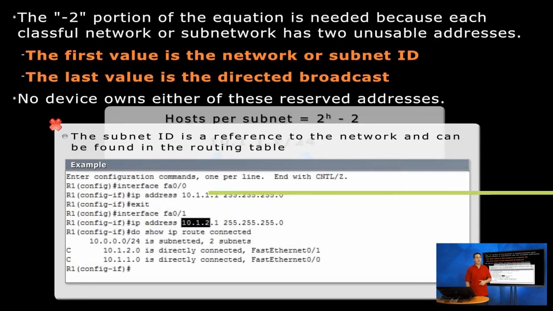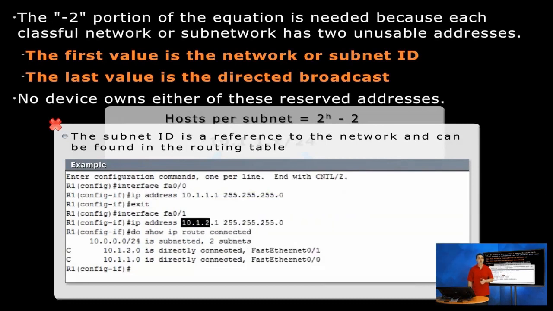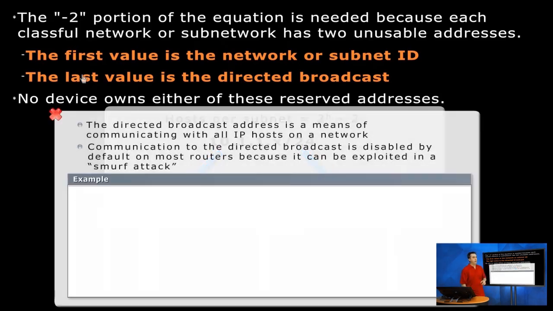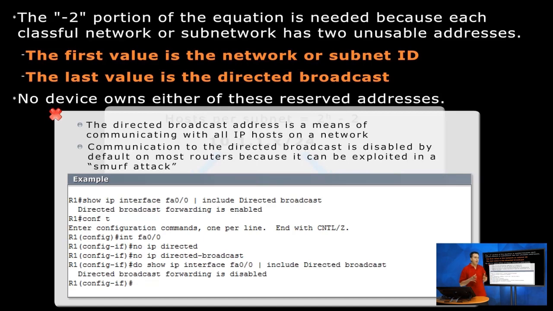So when you look here at our subnet ID, you'll see in our routing table we have our subnet ID of 10.110. You can assign that to any device inside your network. And then if we look at our last address here, the directed broadcast address, it is off by default the forwarding of those addresses.